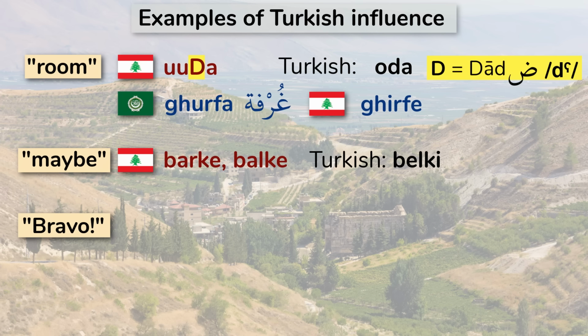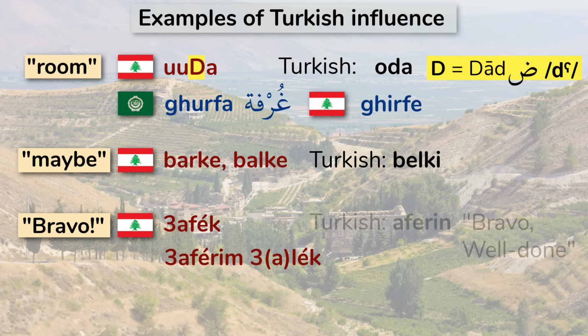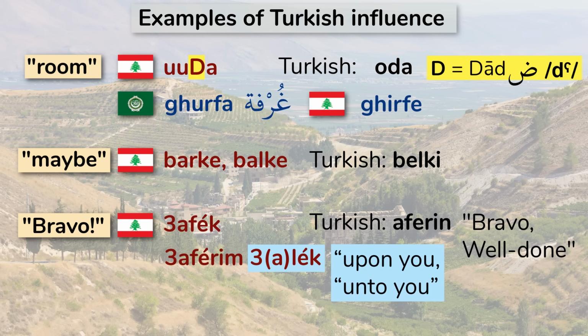An interjection meaning bravo or well done in Lebanese Arabic is عافاك. There is a standard Arabic word, afak, meaning may God give you health. But why does the Lebanese word mean bravo? That's because it's associated with عفارم عليك, which comes from Turkish aferin, meaning bravo or well done, plus this suffixed preposition meaning upon you or unto you. You also might hear برافو عليك, though that's obviously not Turkish.